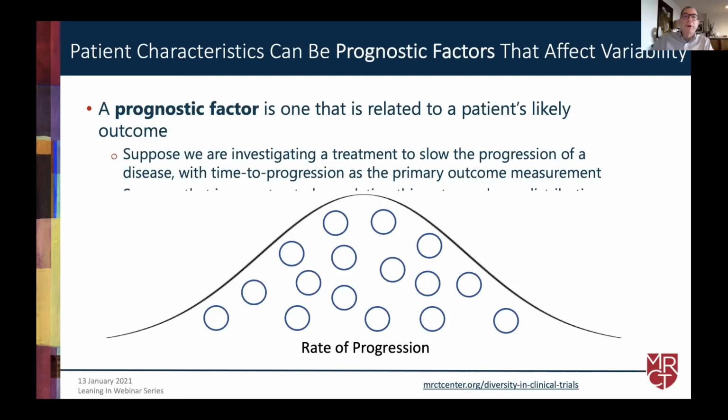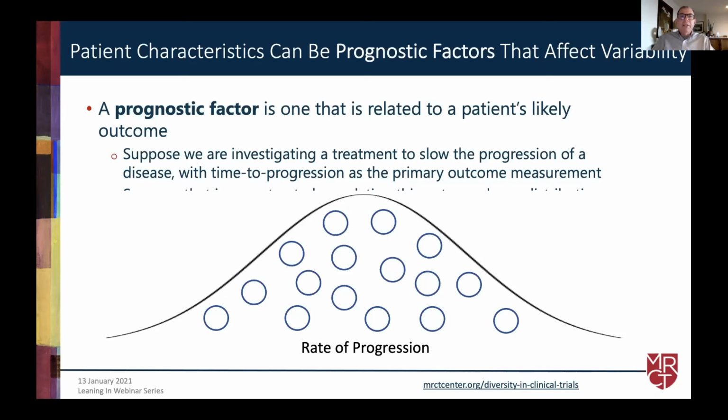So suppose we're investigating a treatment that's meant to slow the progression of a disease, and time to progression is the primary outcome measurement. And you'll see my feeble attempt at an illustration of this concept below, where we've got a bell-shaped curve, a normal distribution of rates of progression among a population, where those little circles represent individual patients, and you see they vary. And it's the width of that population that has an impact on the sample size and power calculations.